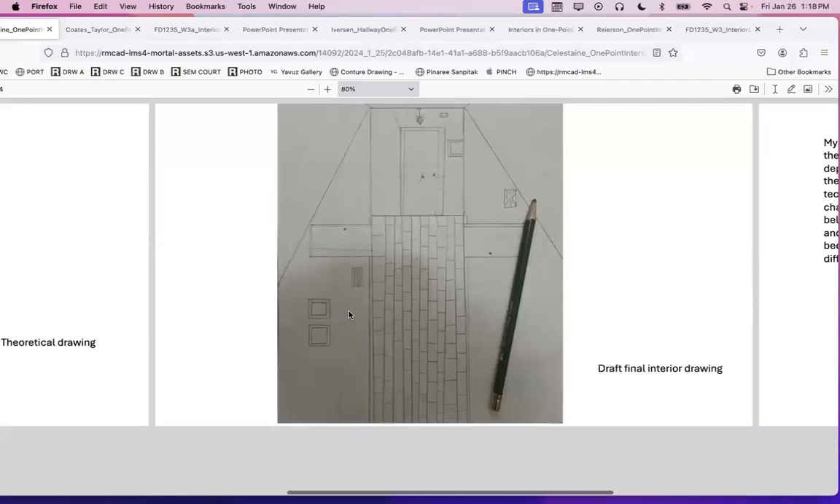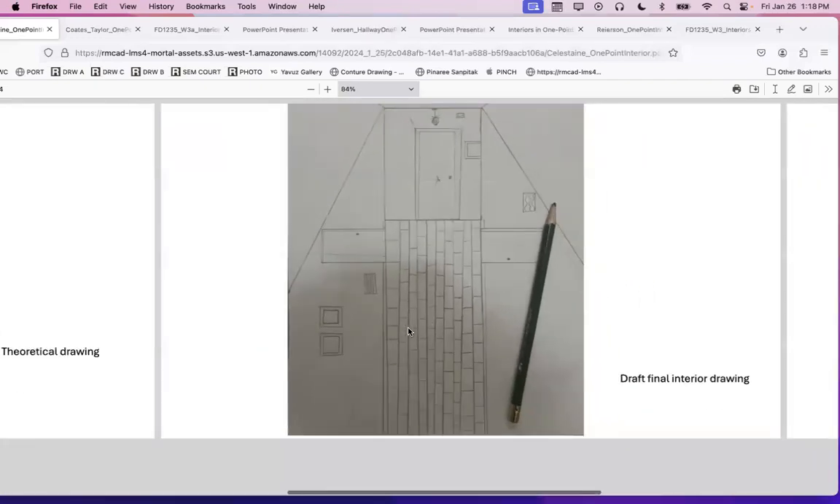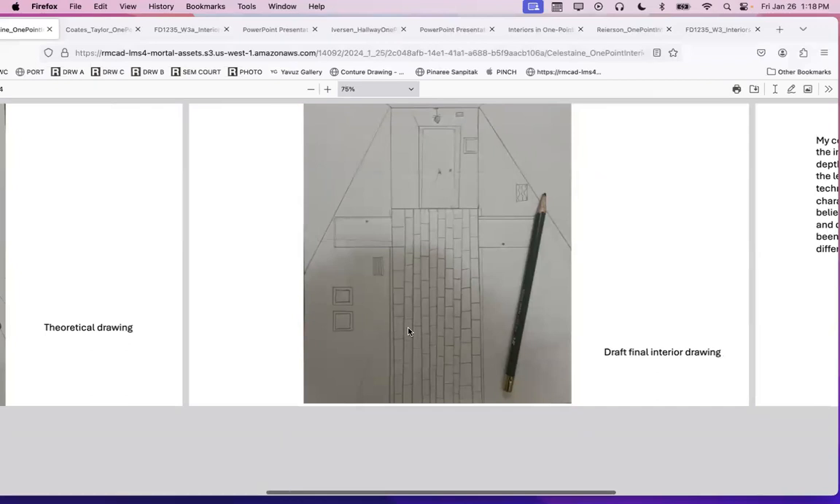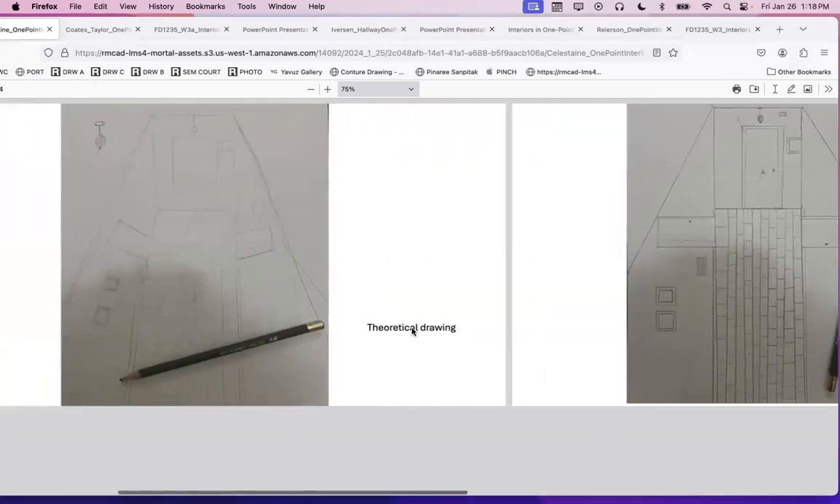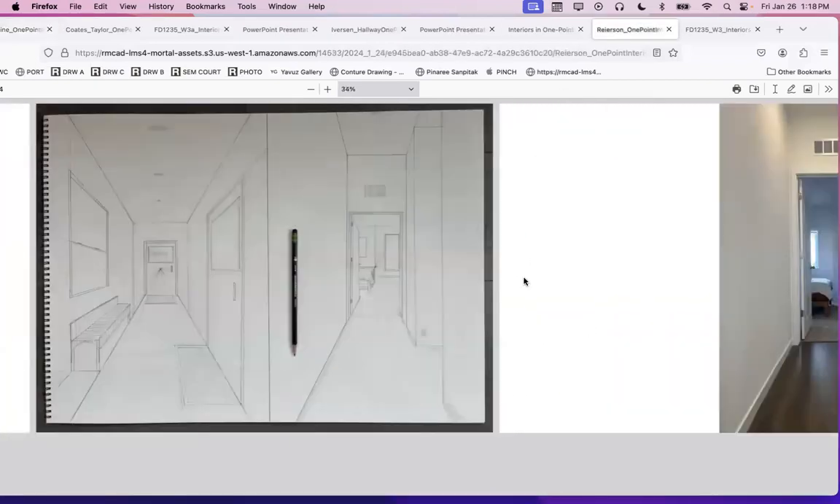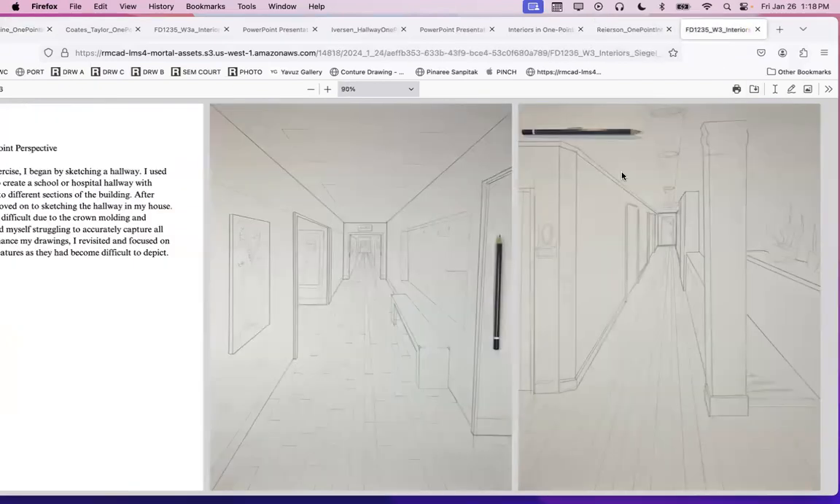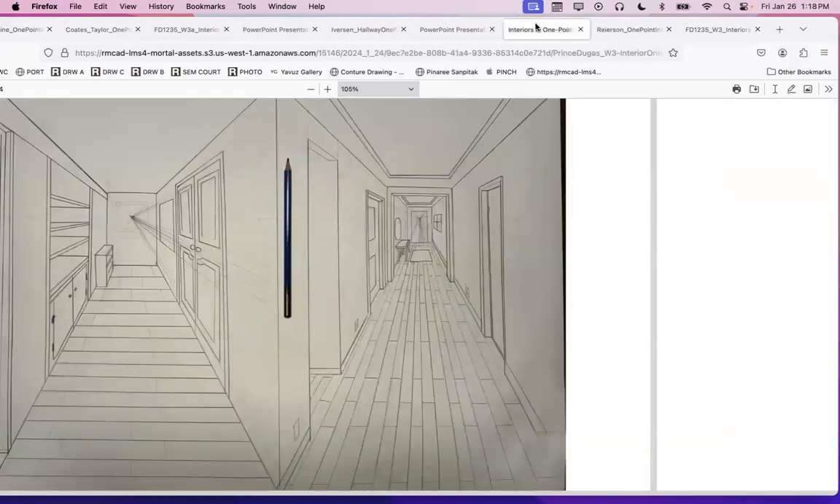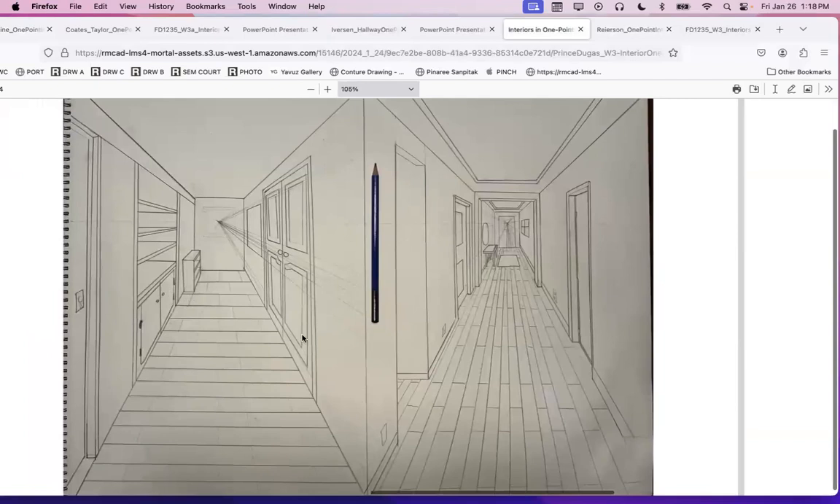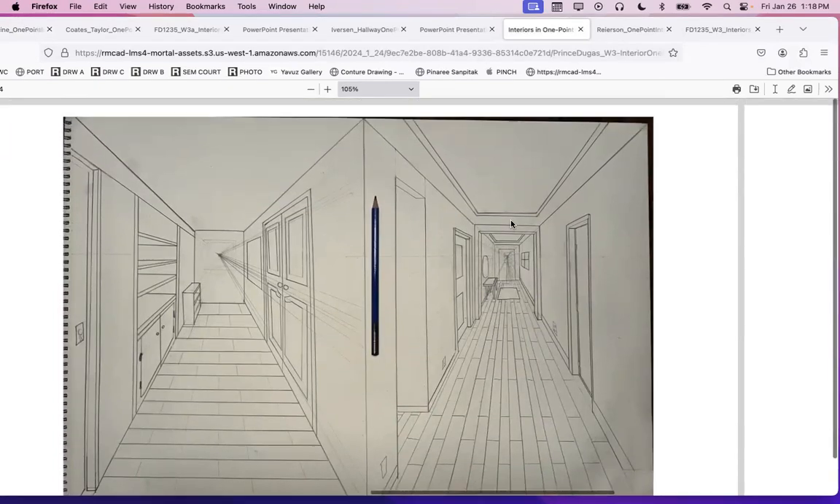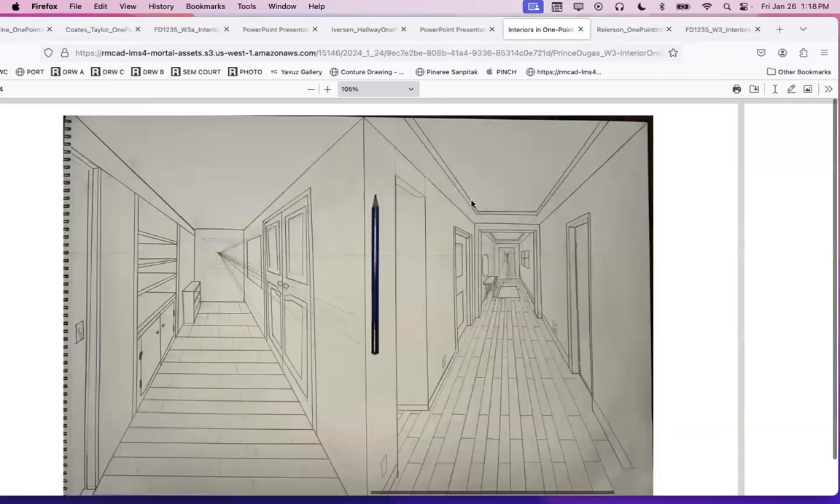So let's take a look at some of the interior or hallway drawings. Let's jump to this one. This is what you should be aiming for here. In our interiors, all the converging lines, even the ones on the floor that represent the paneling, go back to one single vanishing point. And again, this person has done this very centralized thing.